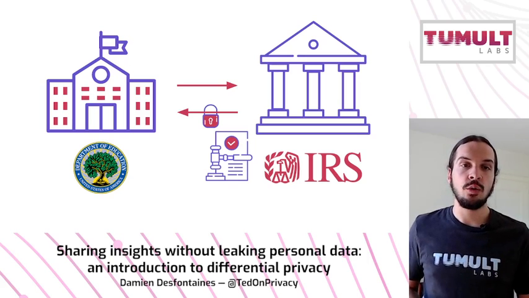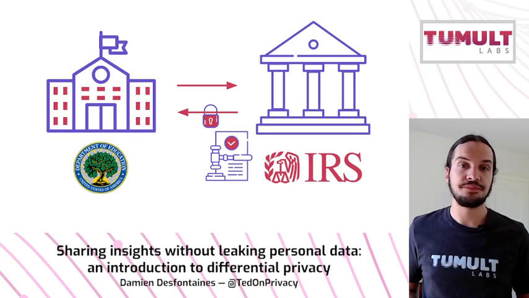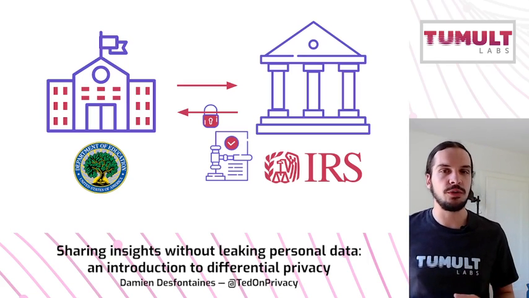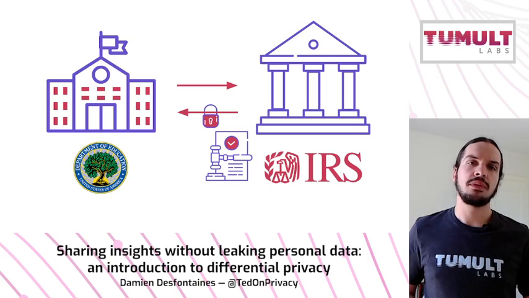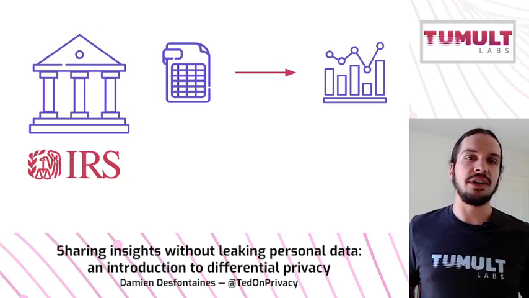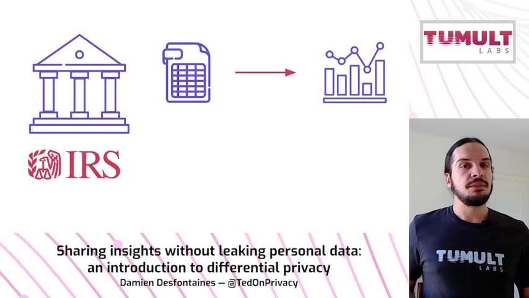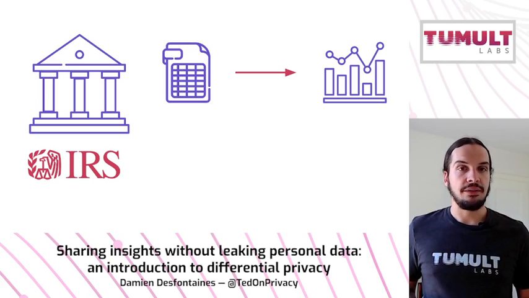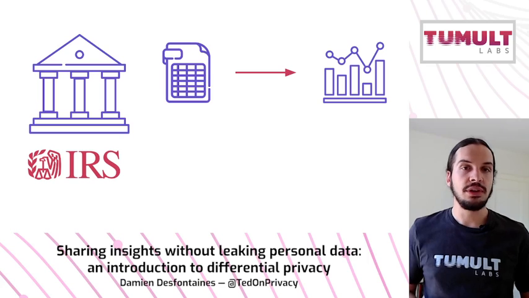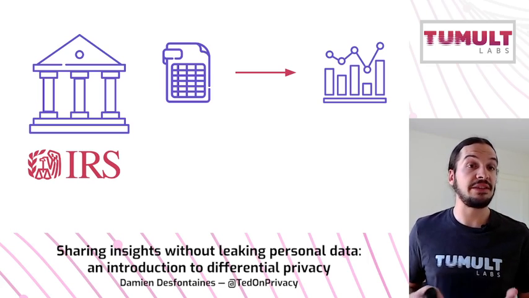Releasing statistics without revealing individual data. Let's try to think about how to capture this property. Say that the IRS publishes some data based on the information they have. The goal is to make sure that this data does not reveal anything specific to a single individual.